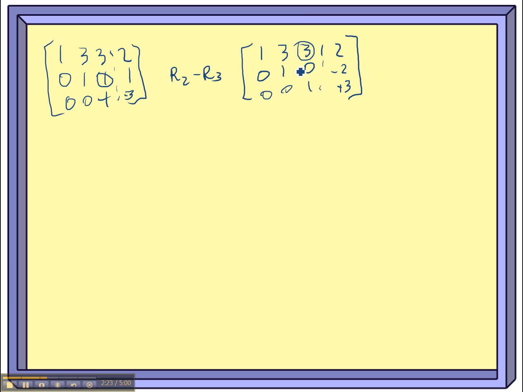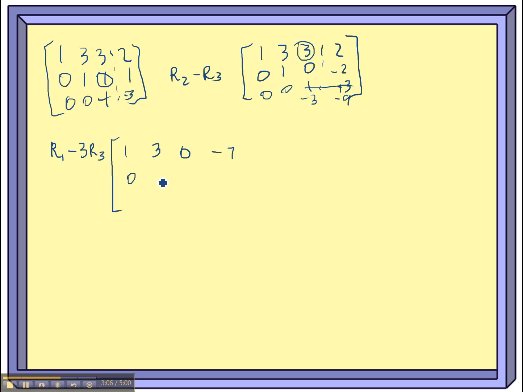Next one I want to get rid of is the z value, the 3 in the top equation. Again, I can't use the middle equation because it doesn't have a z value in it. I have to use the bottom equation. I just need to make them opposite coefficients. So I'm going to times the bottom one by a negative 3. So it's going to be r1 minus 3r3. So multiplying these by 3 is going to be a negative 3 and negative 9. So my new top equation, a 1, a 3, that disappears, and then negative 7.